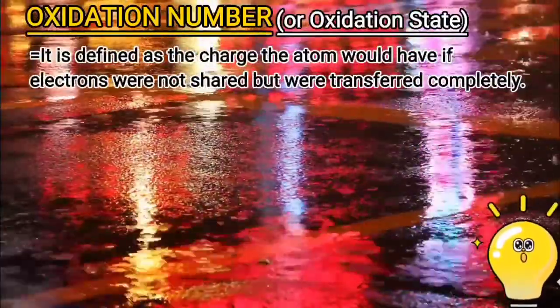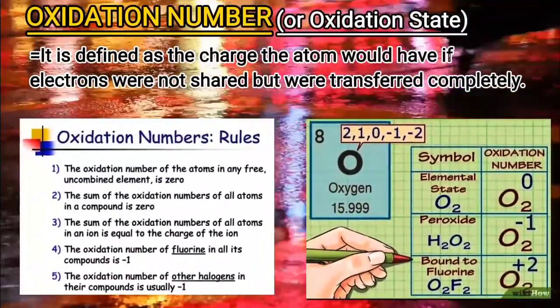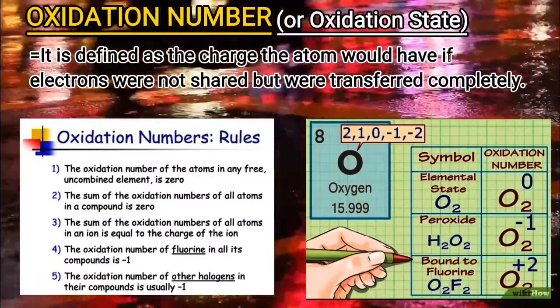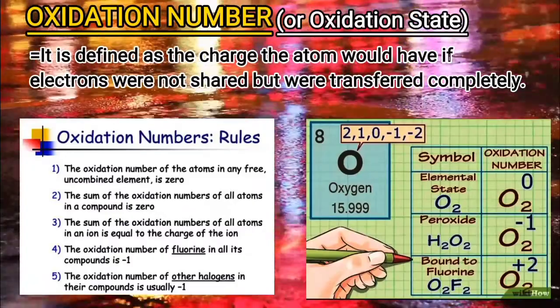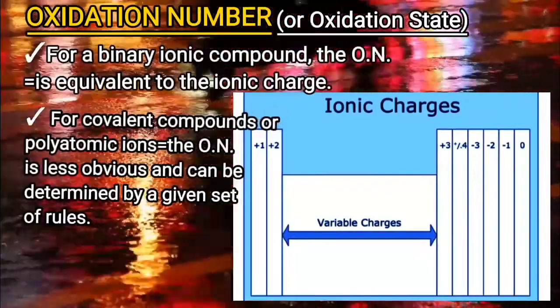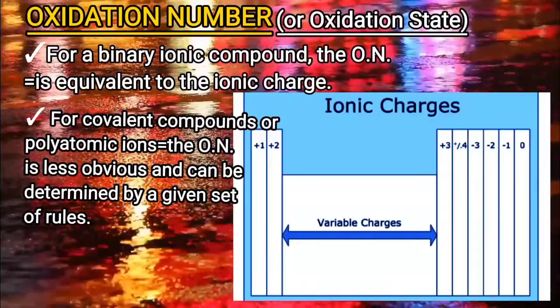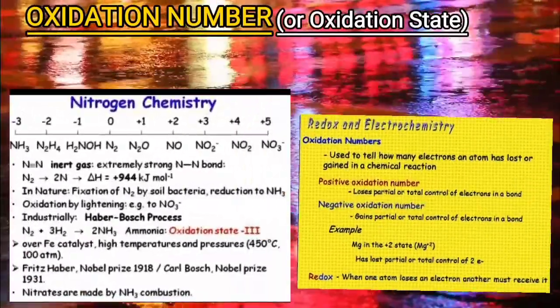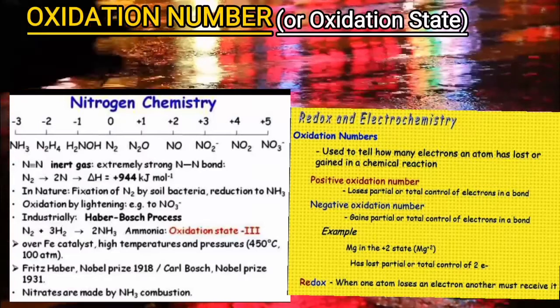The oxidation number, also known as the oxidation state, is defined as the charge an atom would have if electrons were not shared but were transferred completely. In some cases, the oxidation state indicates the degree of oxidation of an atom in a chemical compound. It is the hypothetical charge that an atom would have if all bonds to atoms of different elements were completely ionic. Oxidation states are typically represented as integers, which can be positive, negative, or zero.